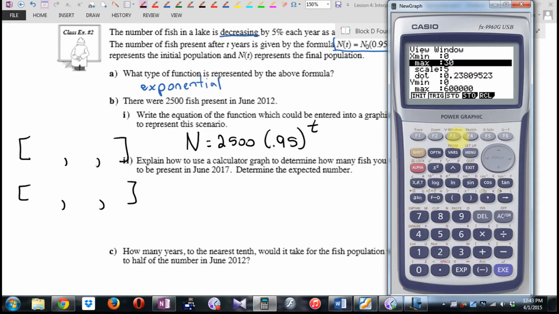What's sitting where the X variable is in this equation? A letter T. See it? What does T stand for? Years. How many years do we want to cover in this question? You're right. 5, because it says 2012 is what we started, 2017. I'm going to go a bit past. I'll say 7.